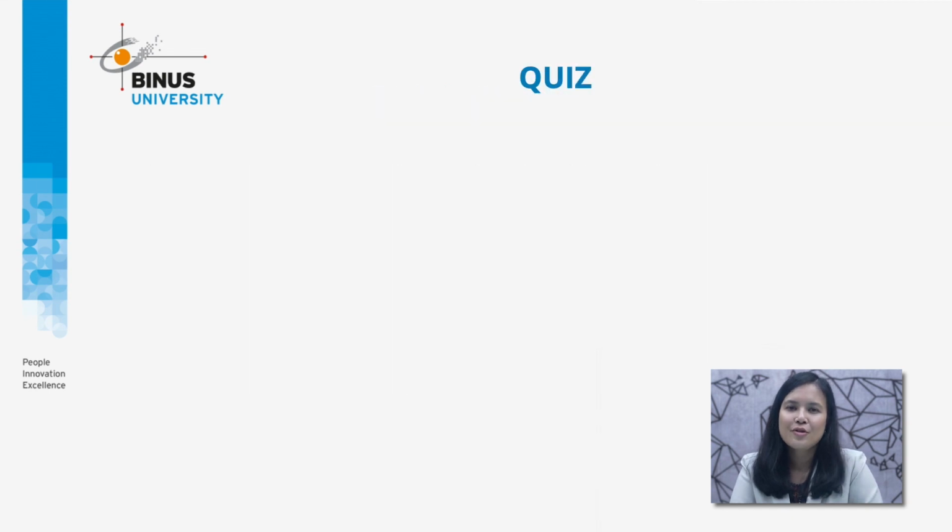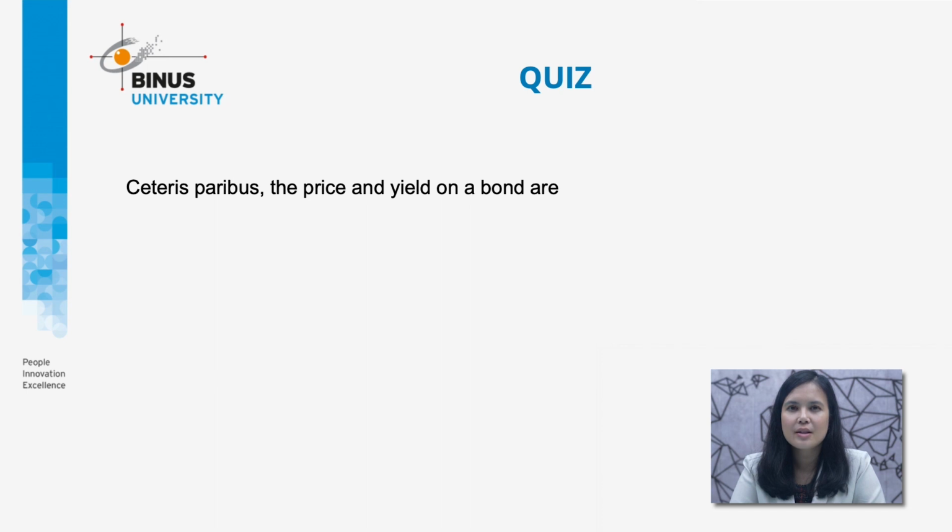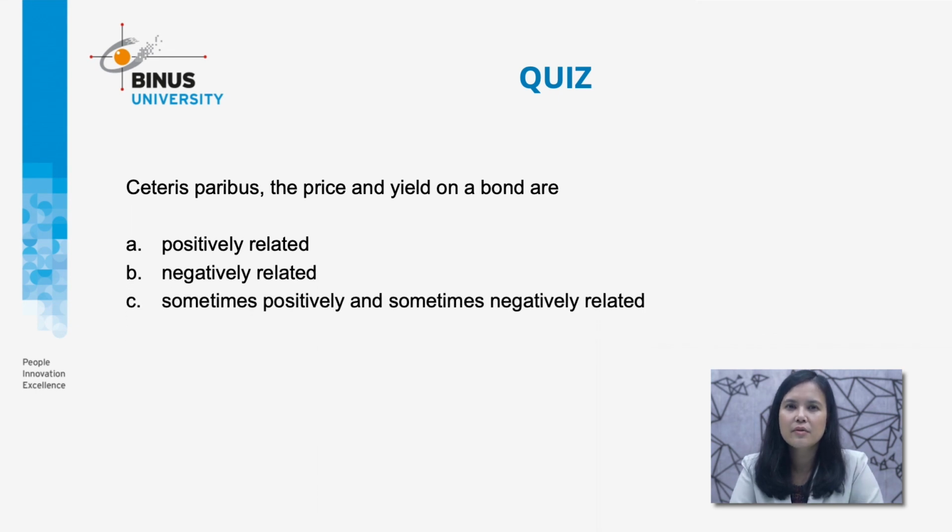We have a quiz for this material. Ceteris paribus, the price and yield on a bond are: A. Positively related, B. Negatively related, C. Sometimes positively and sometimes negatively related, and D. Not related.